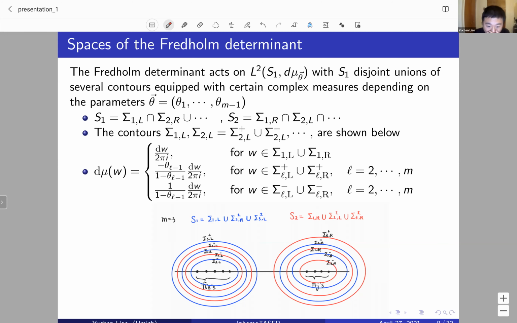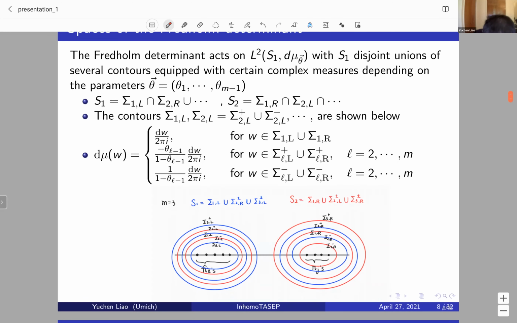So what are those contours? There are two sets. How should I describe this from scratch? I divide the set of all contours into two subsets, which I call S1 and S2. Basically, the union of them is all the contours that I'm considering here.